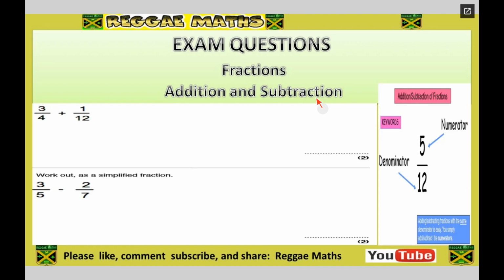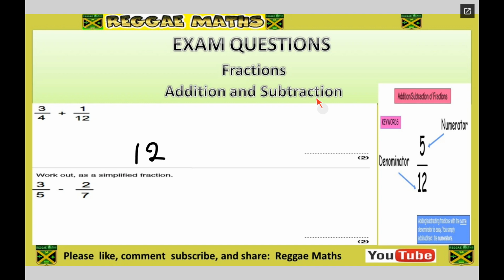Okay, now exam questions. So all of this is linked to exam questions. So let's go, 2 marks for each of these questions. So step 1, is the denominator the same? No. The next question I'm going to ask: can 4 go into 12? Yes. Can 12 go into itself? Yes. So the denominator here is 12.